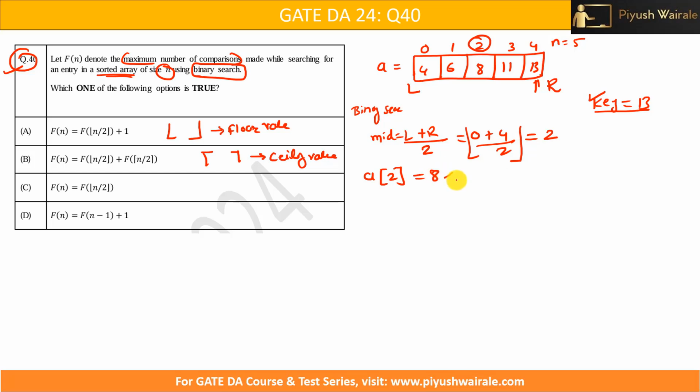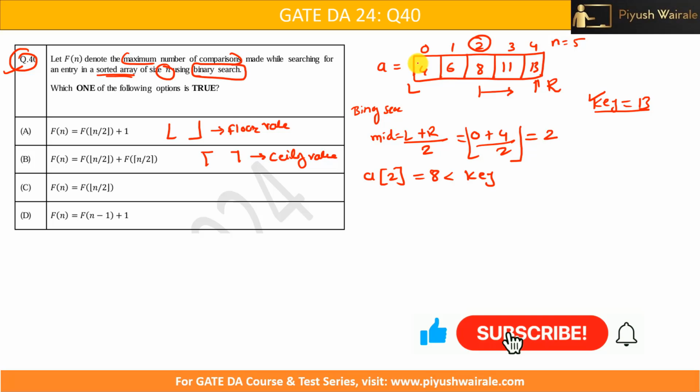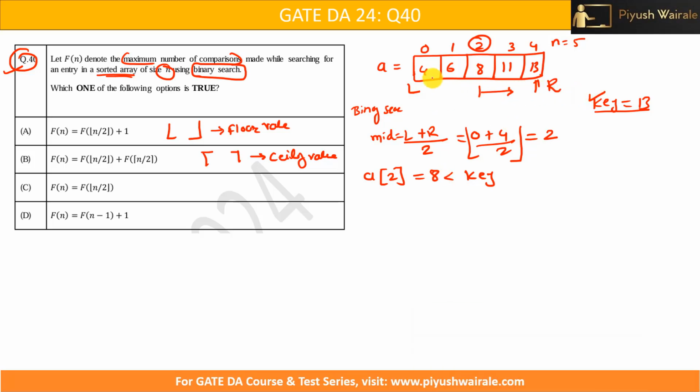Now this particular 8 is less than my key value. It means I need to search on the right hand side of this middle element, because this array is already sorted in increasing order. I know that this key is greater than 8. It means I need to search on the right hand side only. I don't need to search the left hand side, right?